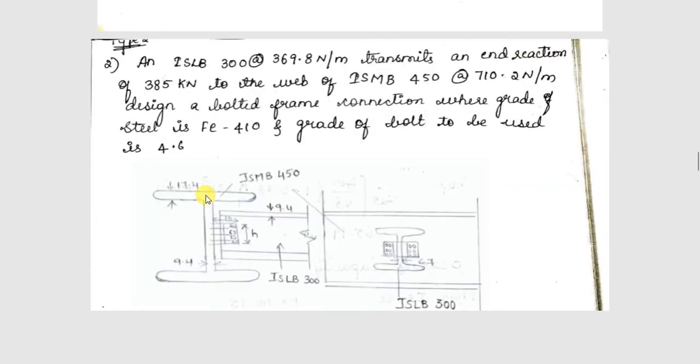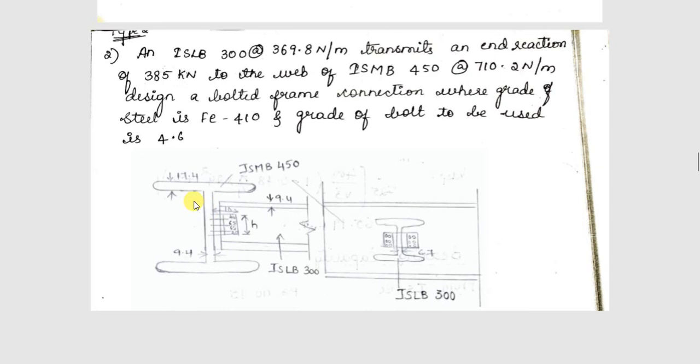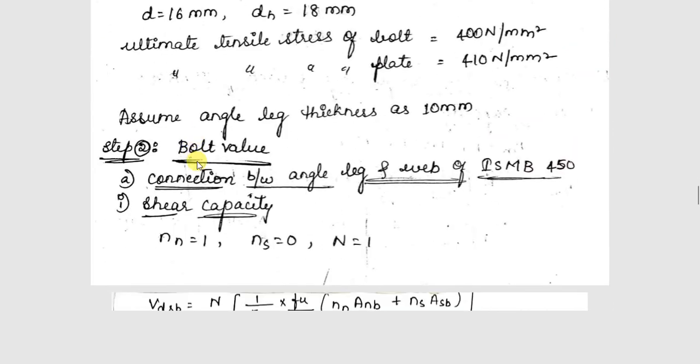We are having two connections now: the connection between the web of the bigger beam and the angle leg, and the connection between the web of the smaller beam and the angle legs. So we'll deal with one connection at a time. We'll be starting with the connection between the angle leg and the web of ISMB 450.